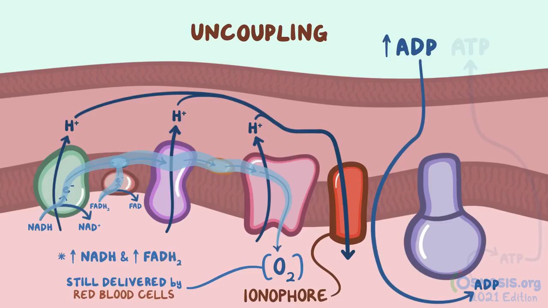But this electron flow is essentially useless, because no matter how large of a proton gradient there is, the protons just go back with the uncoupling agent instead of through F0. And because some of that electron's energy is not used up in moving protons across the inner mitochondrial membrane, more of it is available to turn into heat energy.